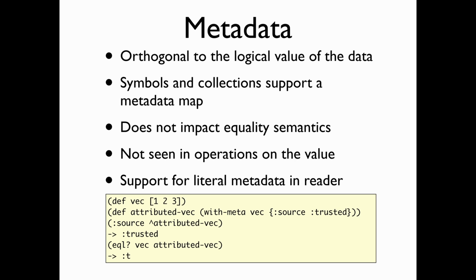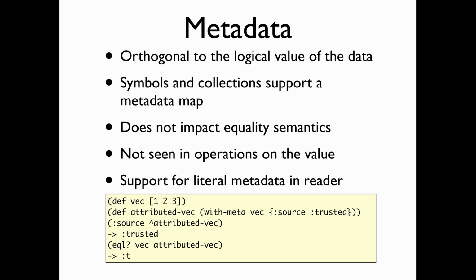And so Clojure does that. All symbols and all the collections have a meta slot for metadata, and that holds a map of metadata. It can be empty, and it is by default. But it gives you a place to store information about the data. In particular, that information is not part of the logical value. So, for instance, it doesn't impact equality.